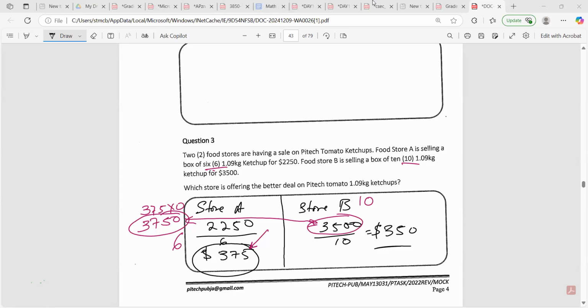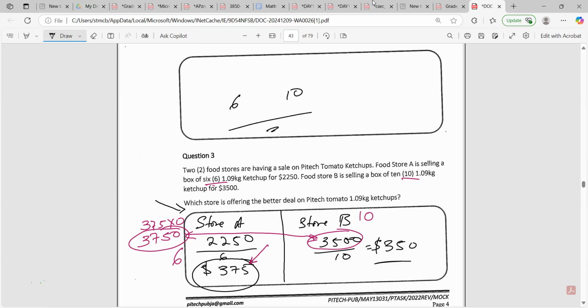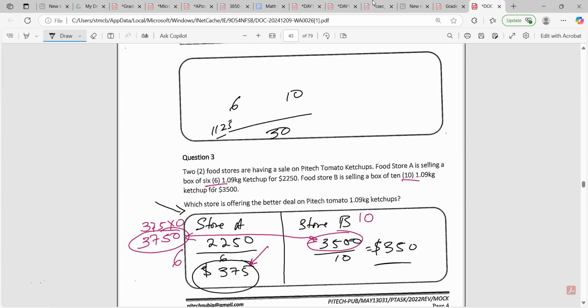But in PEP would it still be correct? Yeah, the method sounds all right. It's just that you took the other route. I don't think they would penalize you for that. Can I show how I did that question? Yeah, go ahead. I found the LCM of 6 and 10, which is 30. Then I checked the prices for a box of 30. For store A, I got 11,250. For store B, I got 10,500. So store B is cheaper.